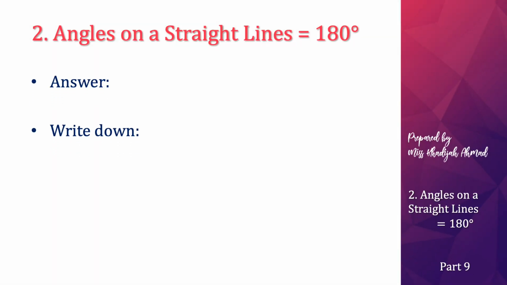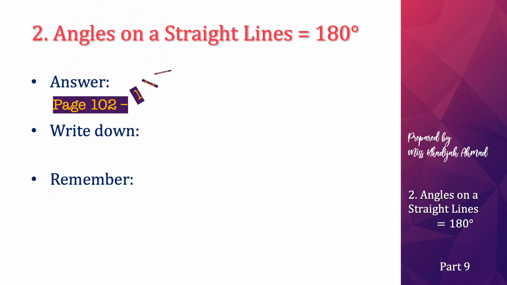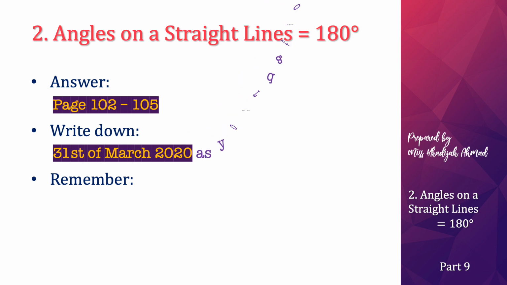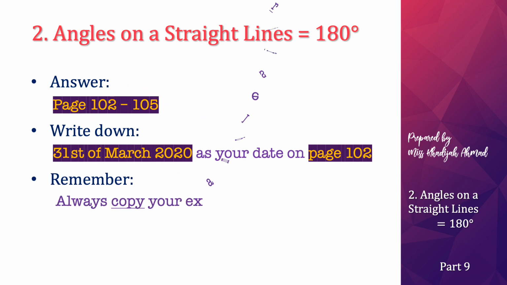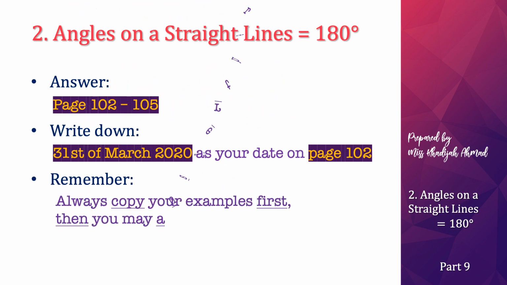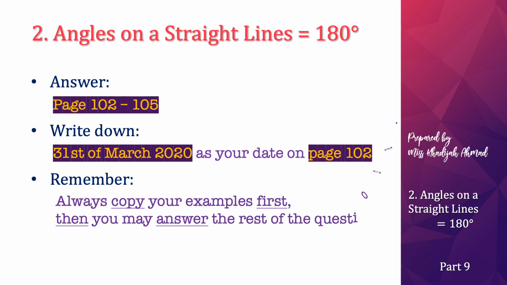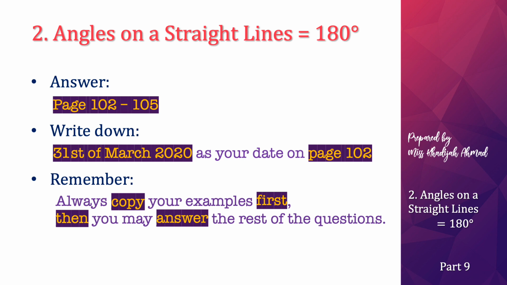Now, here are the things that you need to do. Answer page 102 to 105. Write down 31st of March 2020 as your date on page 102. Remember, always copy your example first, then you may answer the rest of the question. Copy first, then answer.